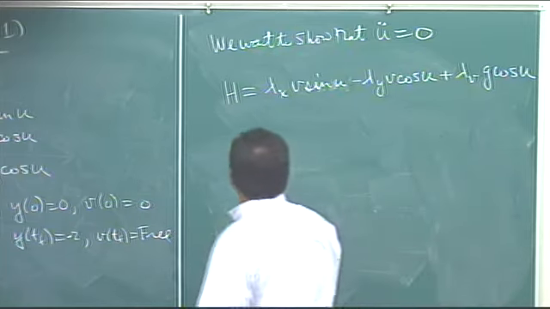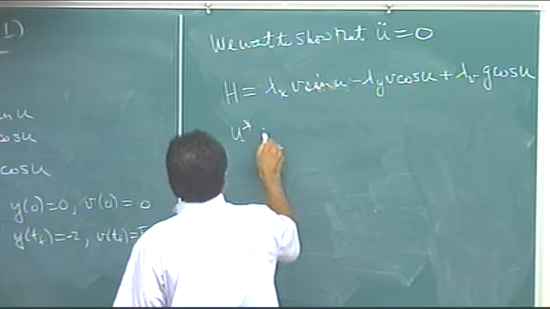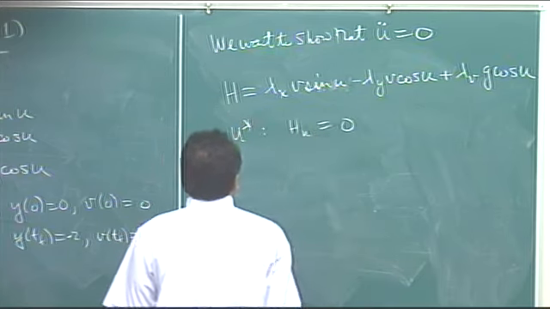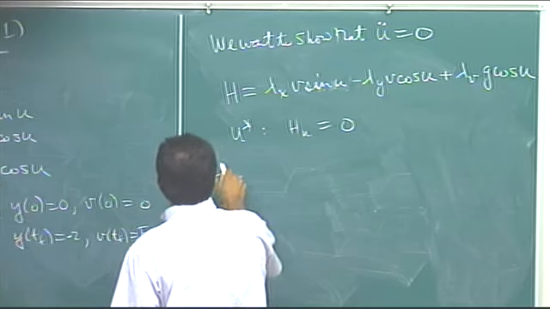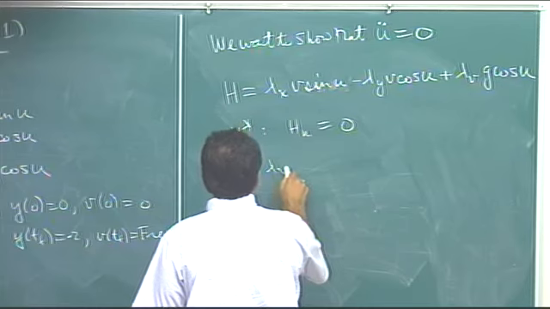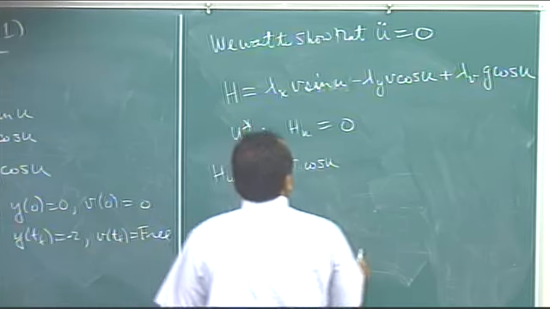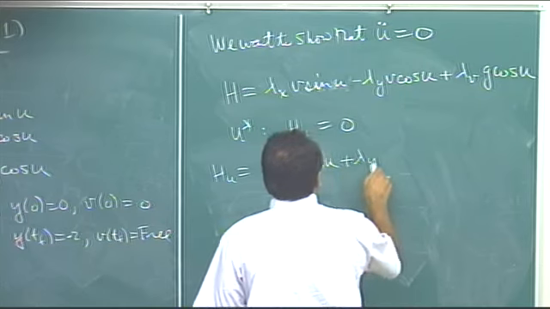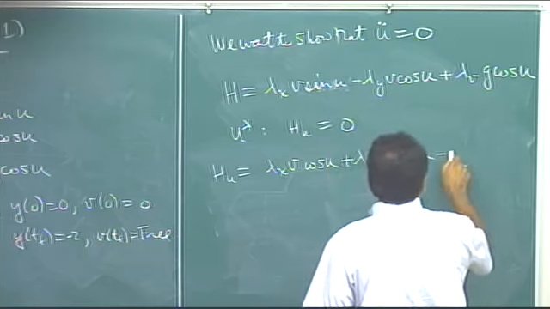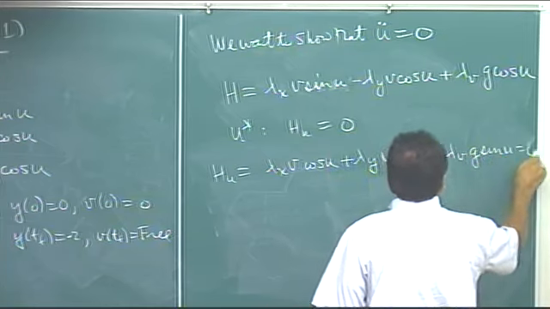We know that the optimal control occurs inside the boundaries, so it is obtained by setting Hu equal to 0. So if I set Hu equal to 0, what's Hu? Hu is equal to lambda x v cosine u, plus lambda y v sine u, and then minus lambda v g sine u, and that's equal to 0.